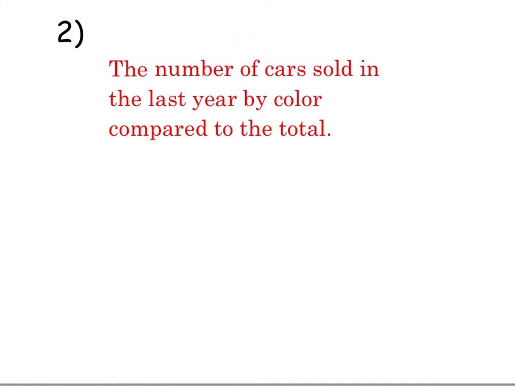Here's number 2. The number of cars sold in the last year by color compared to the total. Go ahead and write down what you think it is. Since it says compared to the total, we would use a circle graph.